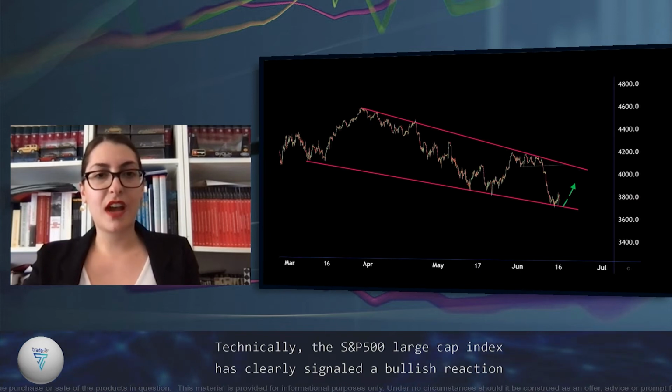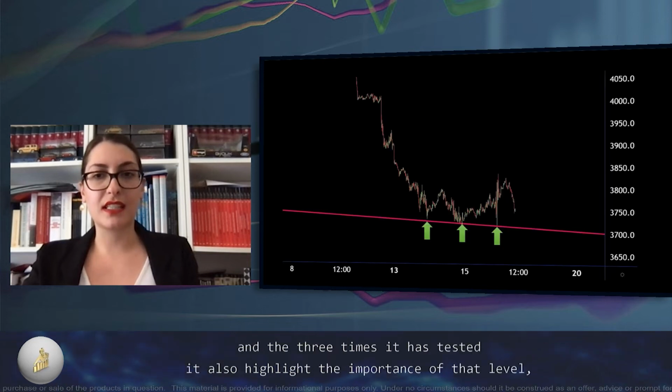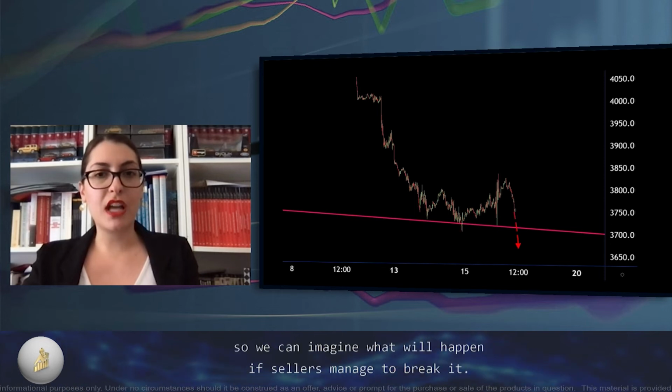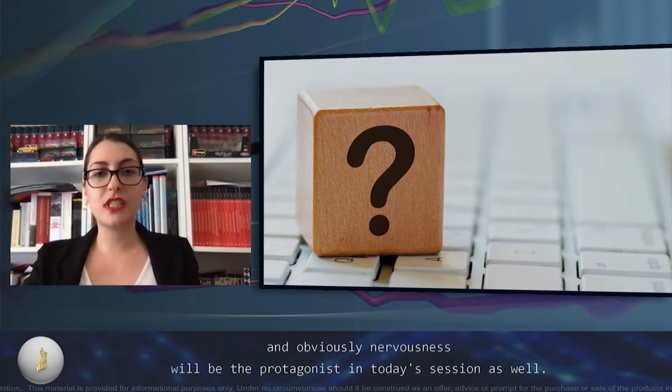Technically, the S&P 500 large cap index has clearly signaled a bullish reaction from the lower boundary of the existing downtrend at 3,740 points, and the three times it has tested it also highlight the importance of that level, so we can imagine what will happen if sellers manage to break it. The next stop on the uptrend is at 3,860 points, and obviously nervousness will be the protagonist in today's session as well.